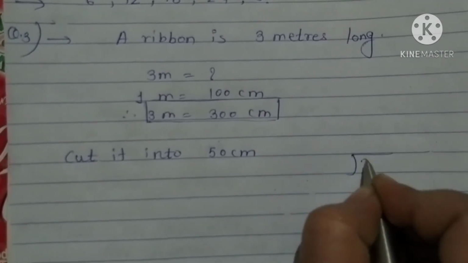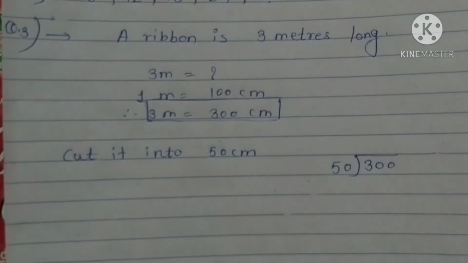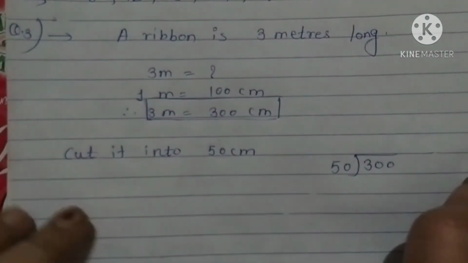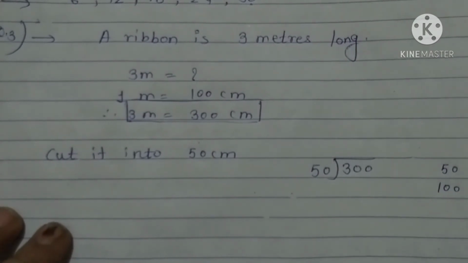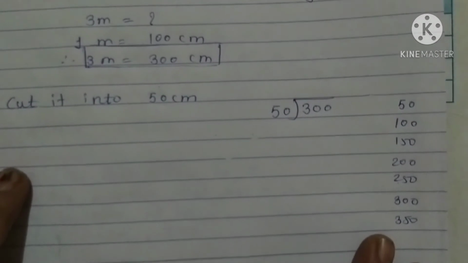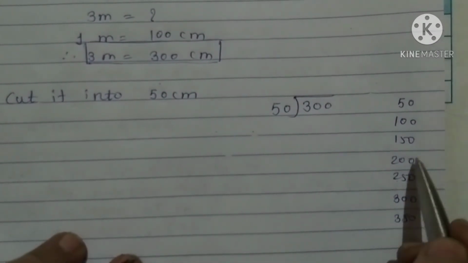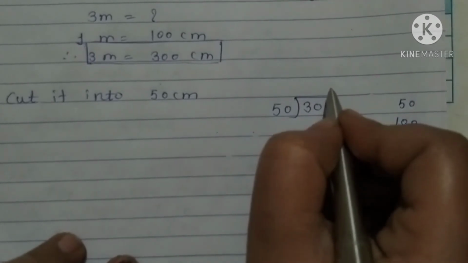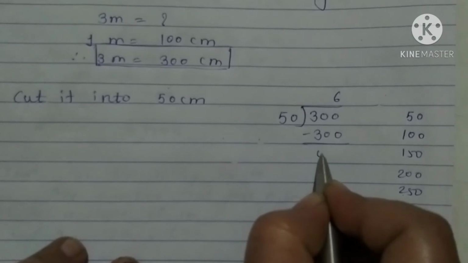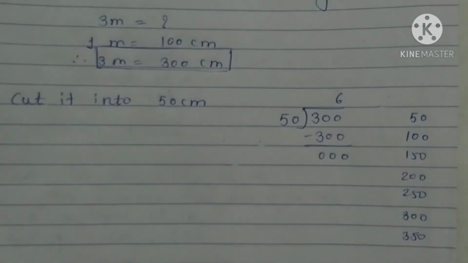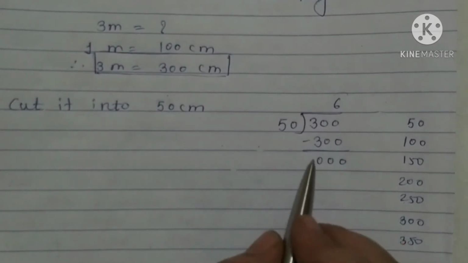For that we have to divide. For 300 we have to divide by 50. But here we have to use the 50s table. Okay. See, if we observe the 50 table, is 300 there? Yes. On which number? 1, 2, 3, 4, 5, 6. So 6 fifties are 300. So 300 minus 300 is 0. So how many pieces do we get here? 6 pieces. Is any remainder left?